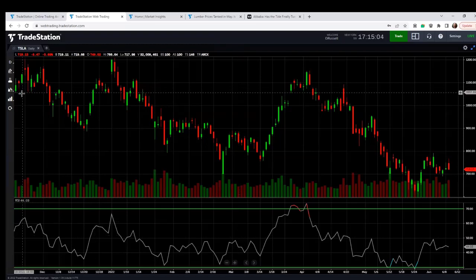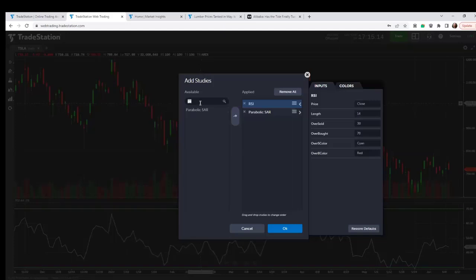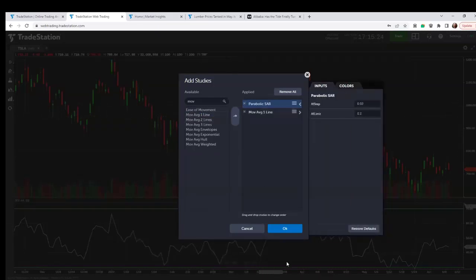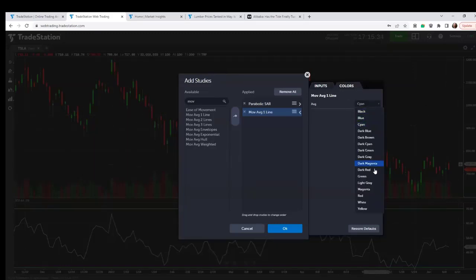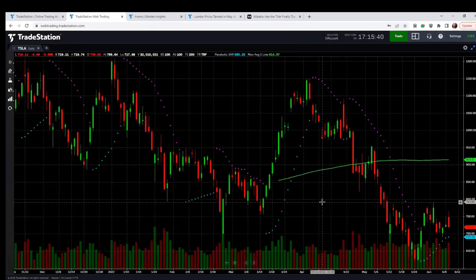And then the next thing was Parabolic SAR and the 200-day moving average. If I go to my studies, I can start typing Parabolic and add that. I can go to moving average one line, which is what it's called, and add that. Now I can go and set it to 200-day. We want a longer term 200-day moving average, and I like to make it green for 200 days. So I can just set my color here. And now we have the same sort of signals.